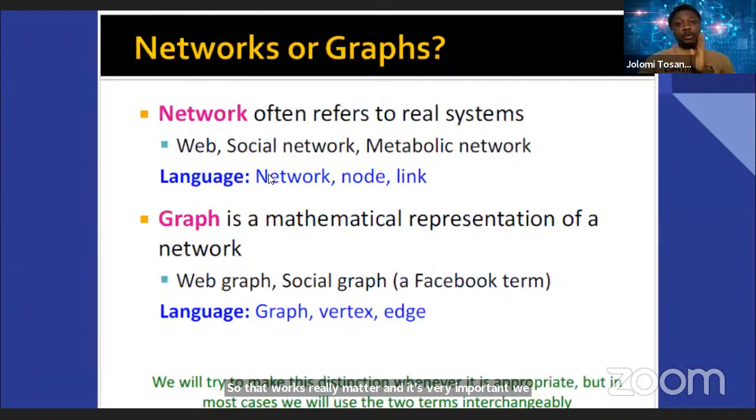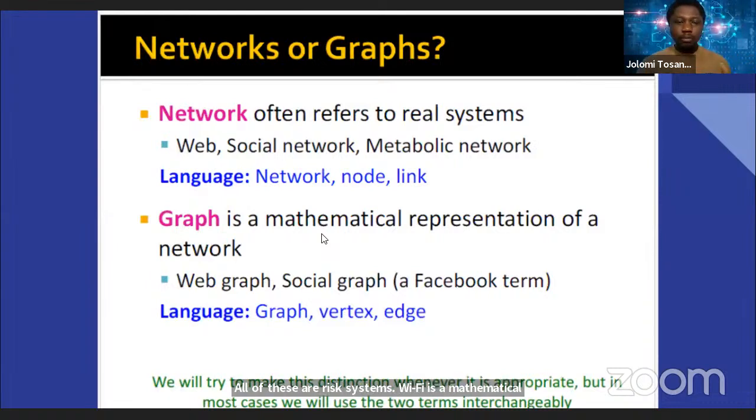So there are some terminologies you find out here. Some people call it network, some other people call it graph, but they basically refer to the same thing. But just to put things in perspective and to be explicit, network often refers to real systems. For example, the web, social network, metabolism network. All of these are real systems, while graph is a mathematical representation of a network, right?